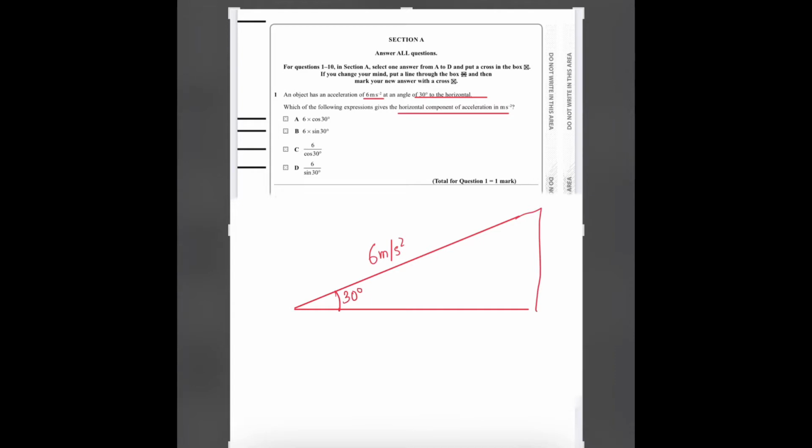So if we draw a right angle triangle, we need to find this. So we have the hypotenuse and we have the adjacent. So adjacent by hypotenuse is cos. So cos 30 is equal to adjacent by hypotenuse, 6. So the value of x would be cos 30 degrees into 6. The answer to this question is A.